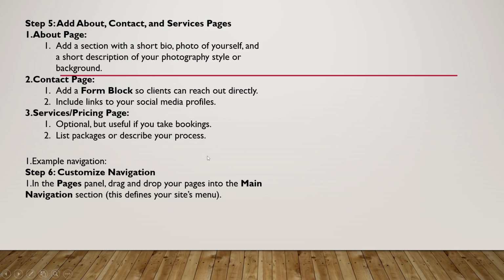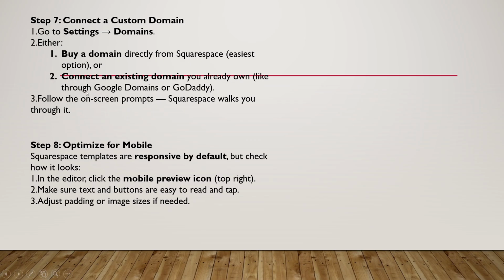For visibility, open Settings, then SEO, and add a descriptive site title and summary. Add alt text to images to help accessibility and search. Then connect your social accounts under social links.